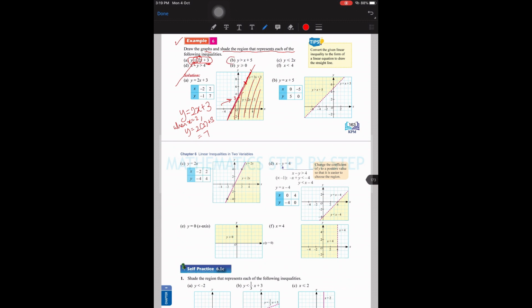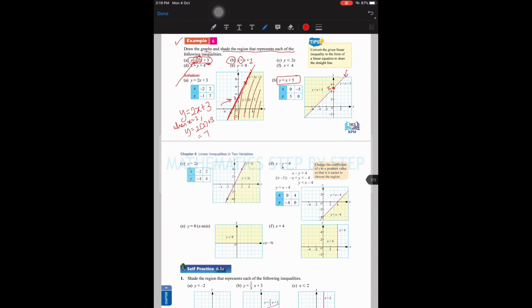Then b, y is greater than x plus 5. So first of all, we'll draw the straight line y equals to x plus 5. But in this case, because it's greater than, so we'll use a dotted line. Okay, so now we know the y-intercept equals to 5. Okay, y-intercept is here.